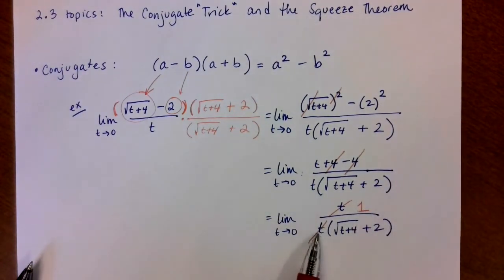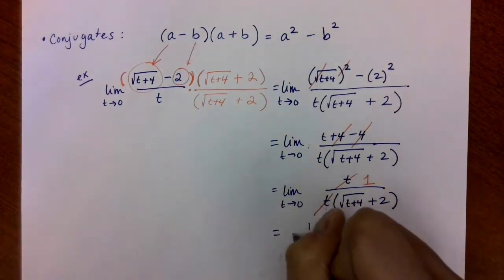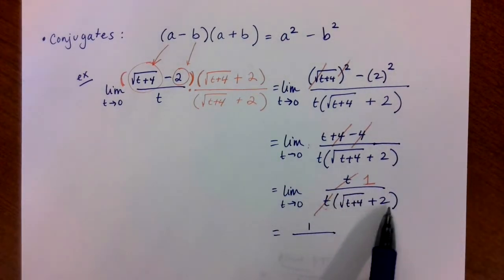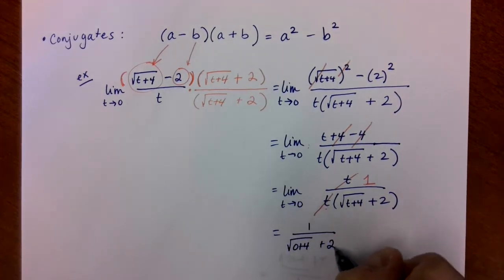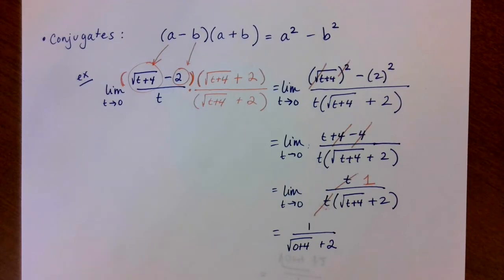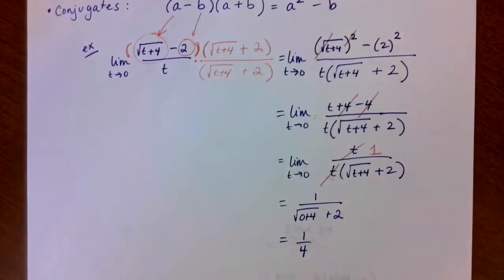As soon as we've done that cancellation, we're actually able to plug in t equals 0 now, right? We saw the hole, we canceled the factors. So now we're able to just plug that number in. And we do. So we have 1 over, and it's just the stuff in the parentheses down there now. So I have the root of 0 plus 4 plus 2. Root 4 is 2, so my final answer here is 1/4.